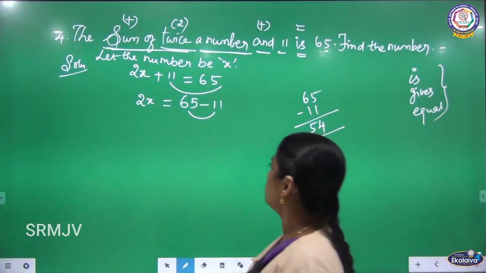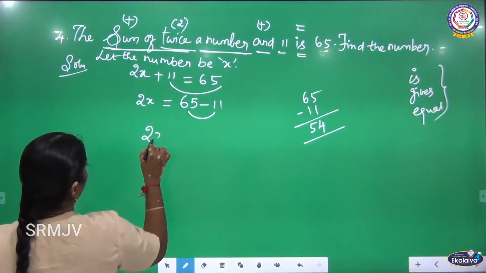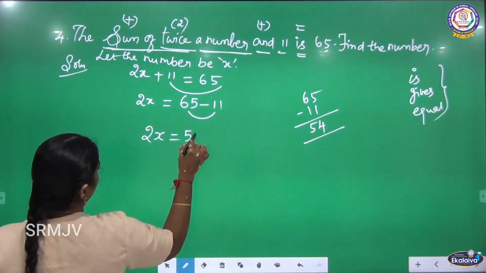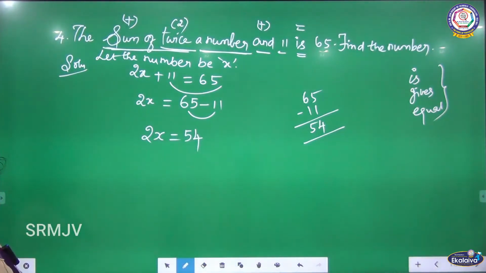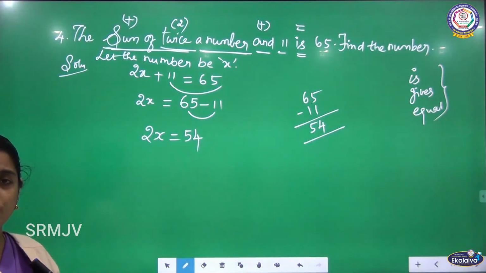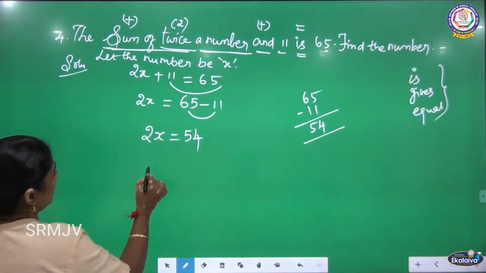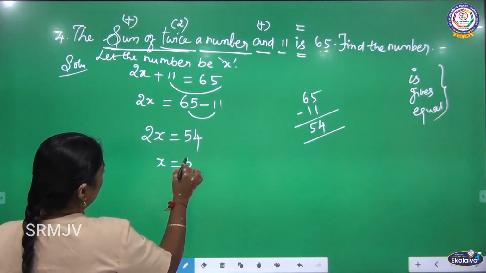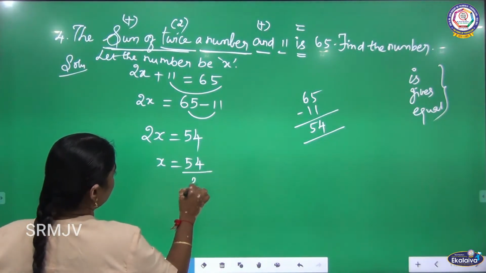54. So 2x is equal to 54. Now listen, variable 2x is there. So here I am going to find out the value for x. So listen, x is equal to 54 by 2.